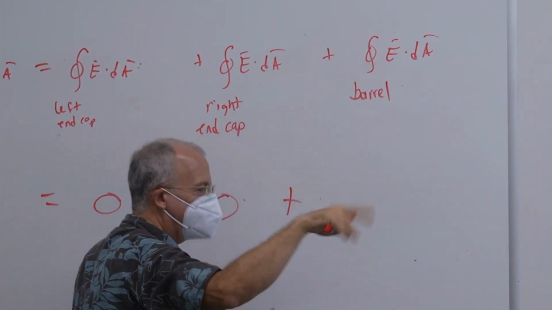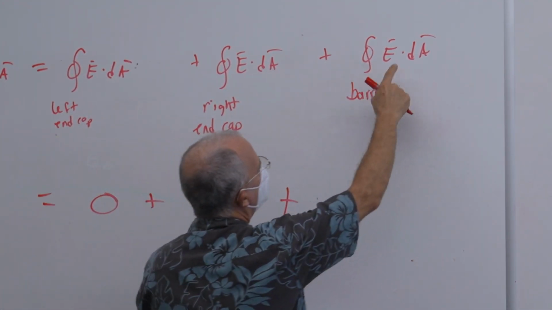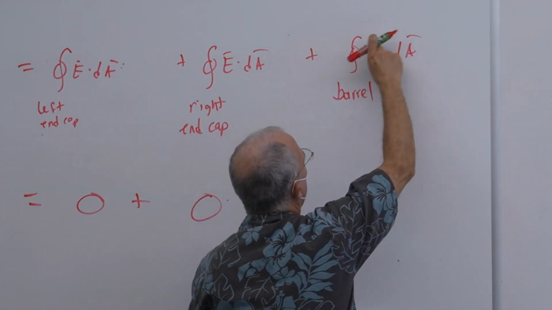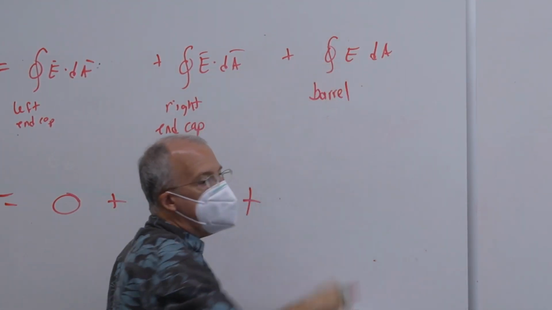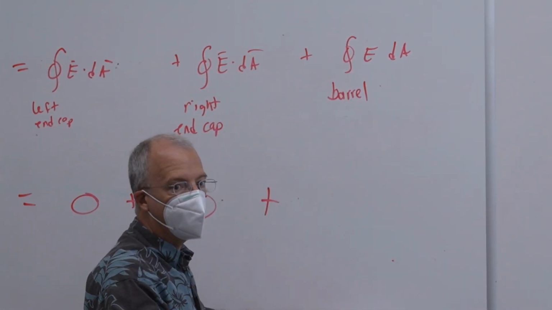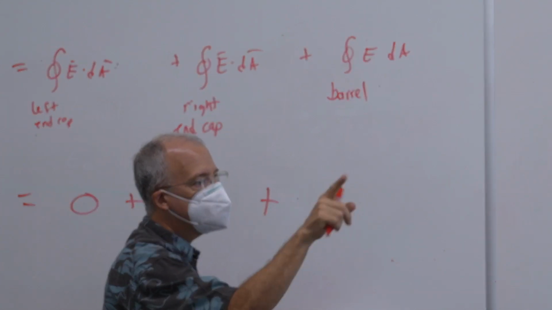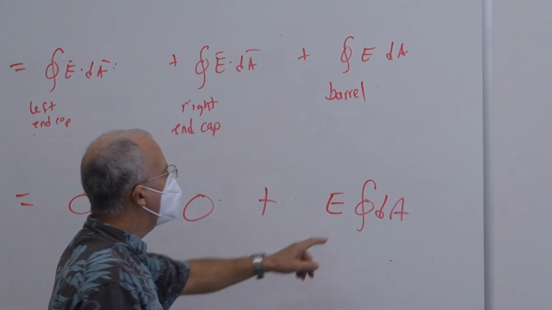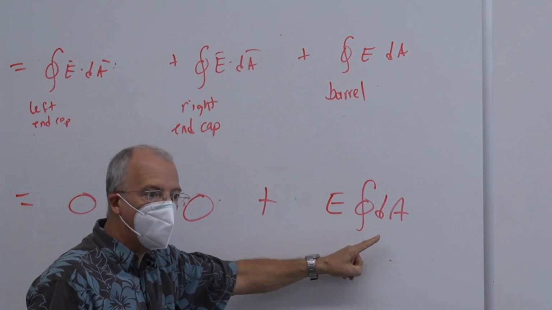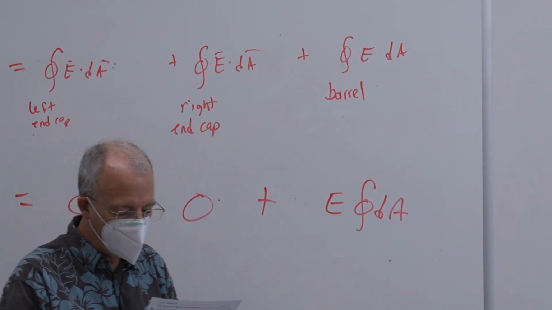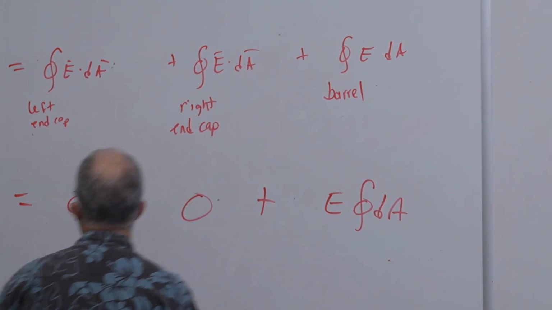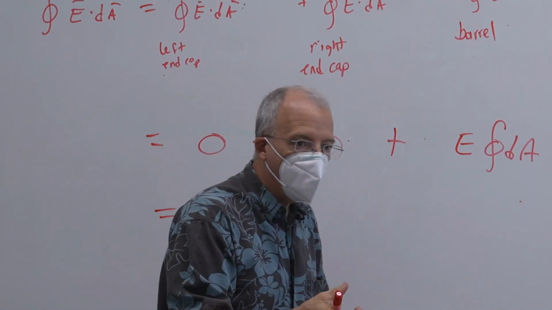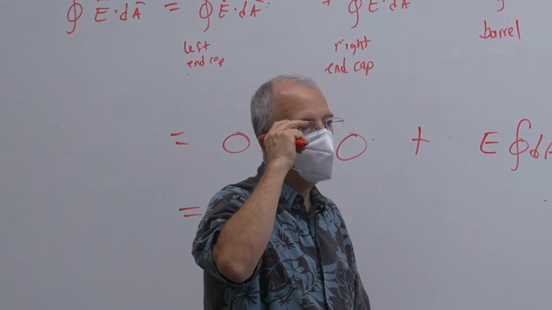Okay, let's do this in steps. What can I do to the dot product for the barrel? Get rid of it. What can I do to the E? Pull it out, because it's constant, because it's concentric. So now I just have E times the integral of dA. This is the surface of a barrel, or a right circular cylinder, but with no end caps. So what is the surface area of the barrel of a right circular cylinder?